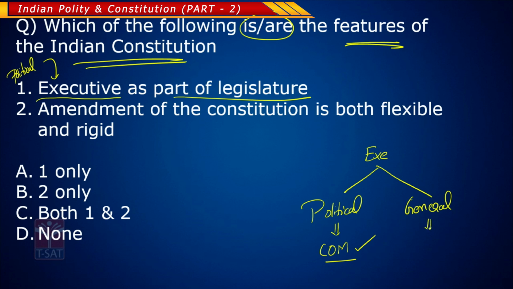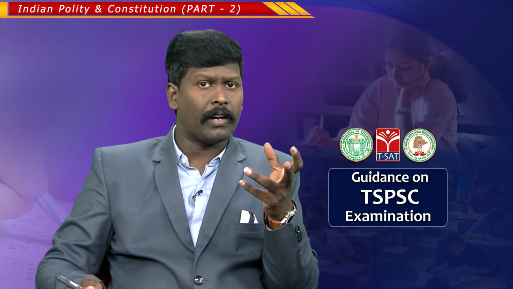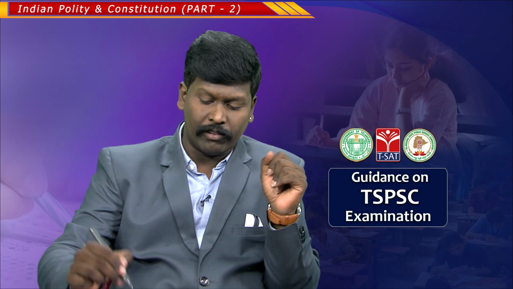Now, general executive is where we have bureaucracy, all India services. Not only all India services, we have Group A, Group 1, RDO, AWE, Panchayati Secretary, Municipal Commissioner, all these are also part of this executive.